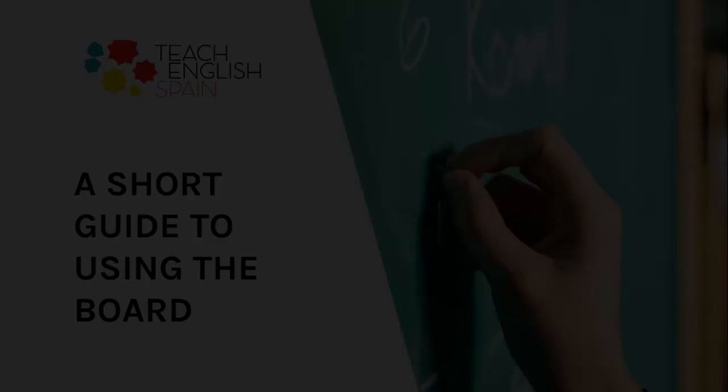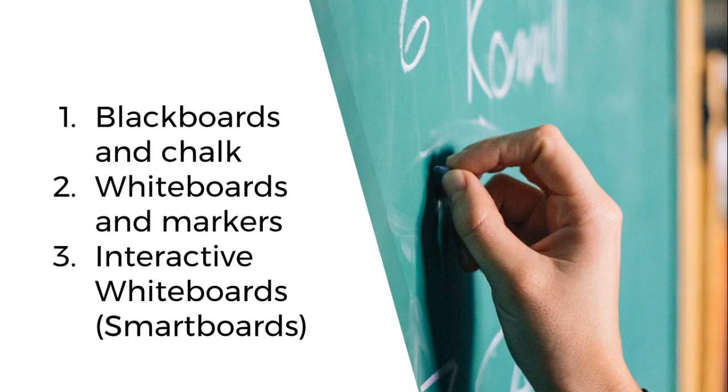This video is basically about using the board in English language classes. Now, of course, there are three typical types of boards: the original, traditional blackboard and chalk, plastic whiteboards with markers, and now we have interactive whiteboards or smart boards, digital boards. I'm really going to be talking about whiteboards and markers here. Many of the things I say are also applicable if you're using blackboards and chalk or interactive whiteboards. But I think the most common type of board now is the plastic whiteboard and the marker.